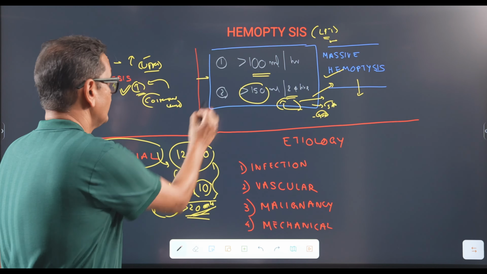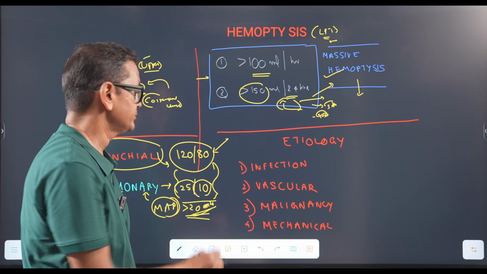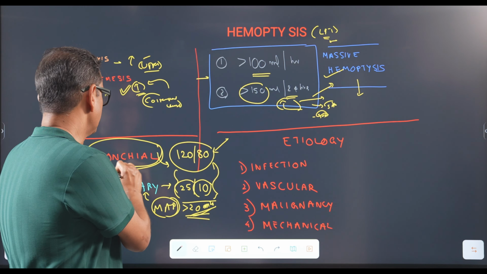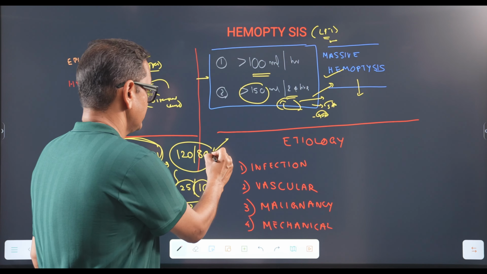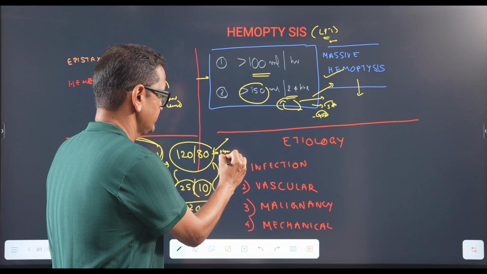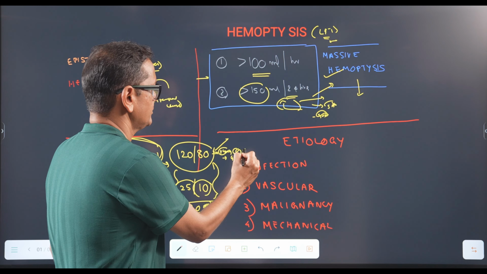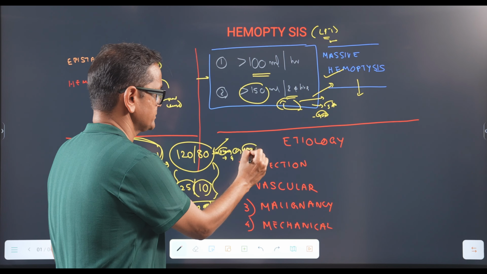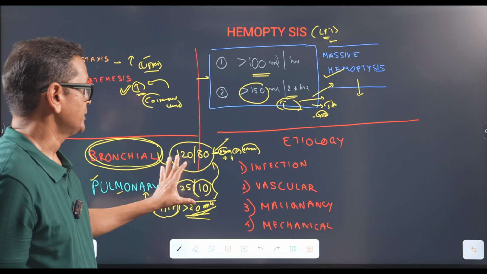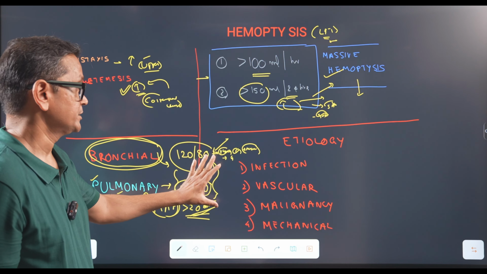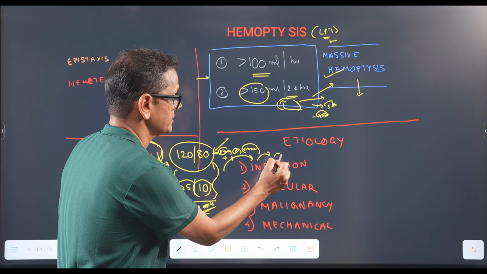So as far as hemoptysis is concerned, the majority of cases are because of bronchial vessel erosions or rupture, or sometimes aneurysm formation, those kinds of things. So especially in massive hemoptysis, because it is a high pressure situation, a lot of blood is coming out of the lower respiratory tract.